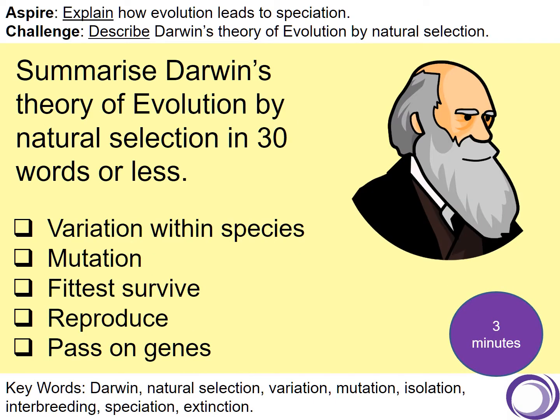So, using the information you've just written down, I want you to summarise Darwin's theory of evolution by natural selection in 30 words or less, and I've given you five bullet points just to help you. 3 minutes starting now. Try to do this without looking at the notes you've just made if you wrote down the notes from the previous slide.